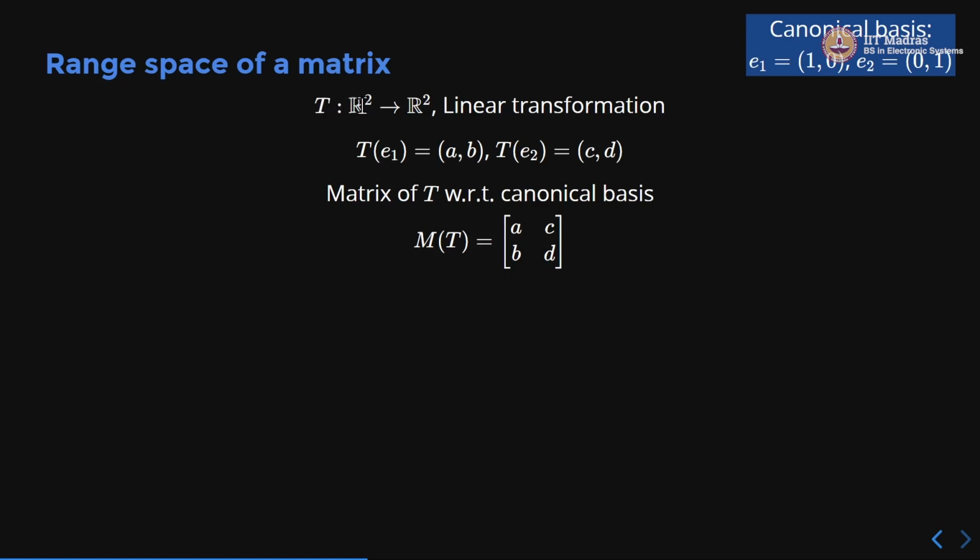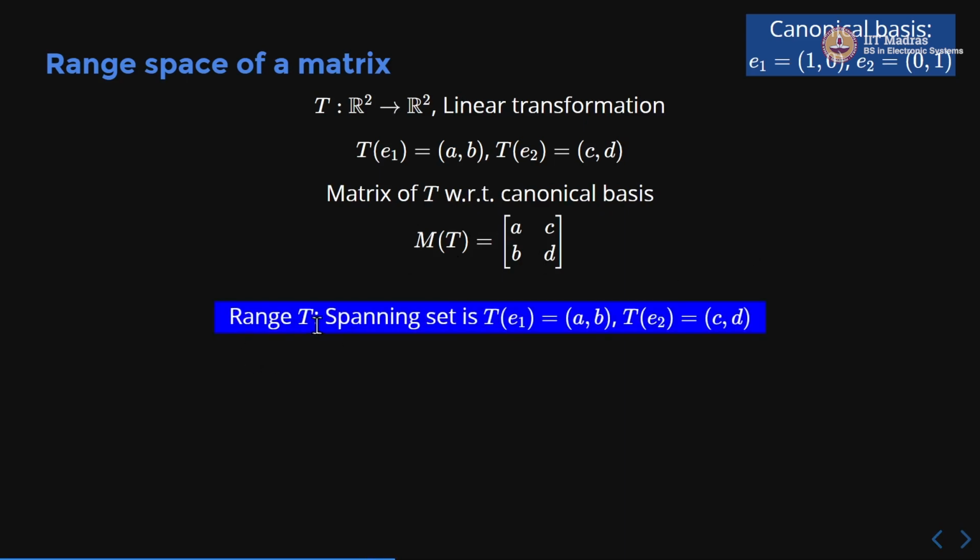Supposing you have T from R2 to R2 as a linear transformation, we're going to use the canonical basis, and T of e1 maybe goes to (a, b), and T of e2 maybe goes to (c, d). Now we know the matrix is going to be [a c; b d], like this, right? So this is my matrix representing this linear transformation.